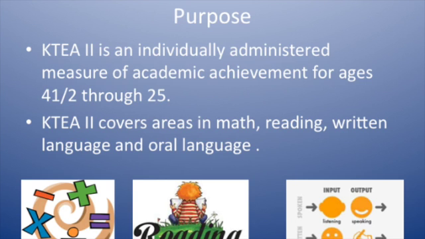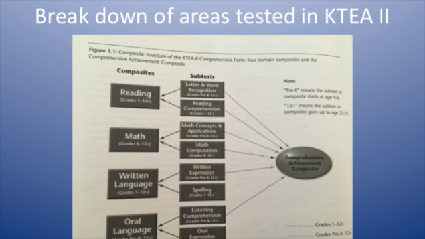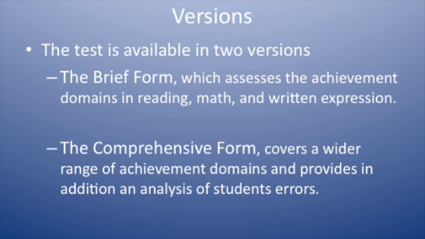The breakdown of the areas tested in the KTEA2 is reading, which tests letter and word recognition and reading comprehension, math, which tests math concepts and applications, and math computation, written language, which tests for written expression and spelling, and oral language, which tests listening comprehension and oral comprehension. The test is available in two versions: the brief form, which assesses the achievement domains in reading, math, and written expression, and the comprehensive form, which covers a wider range of achievement domains and provides an analysis of student errors.